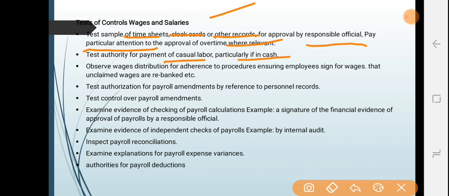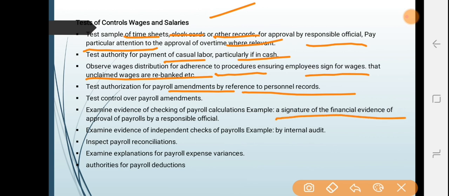Okay, then observe wage distribution for adherence to procedures, ensuring employees sign for wages, that unclaimed wages are rebanked, etc. Then test authorization for payroll amendment by referring to personal records. Test control over payroll amendments. Examine evidence of checking of payroll calculation.